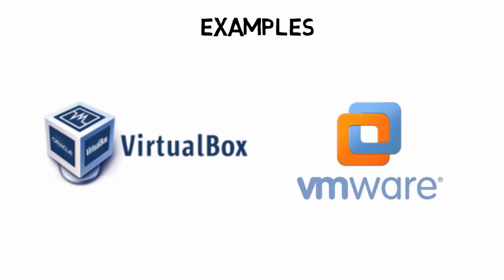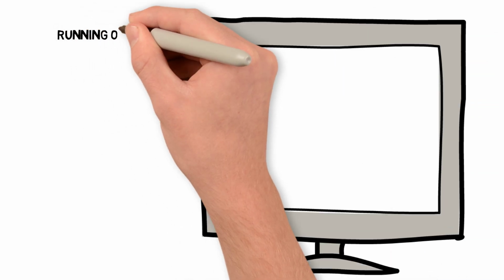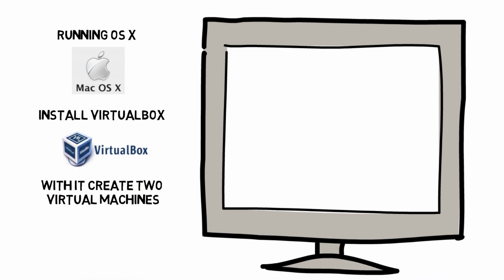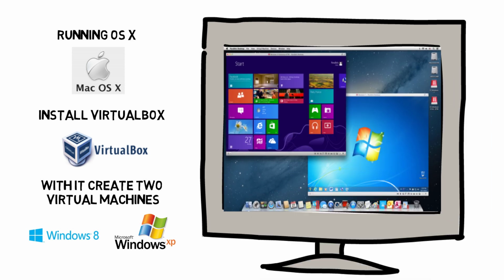Examples of virtual machine managers are VirtualBox and VMware. Imagine your computer is using OS X. In your computer, you can install VirtualBox. With VirtualBox, you can create two virtual machines, one with Windows 8 and another one with Windows XP. In the end, you would then be able to use these two virtual machines as if they were real computers.